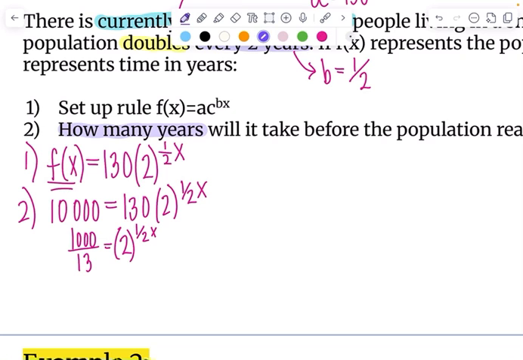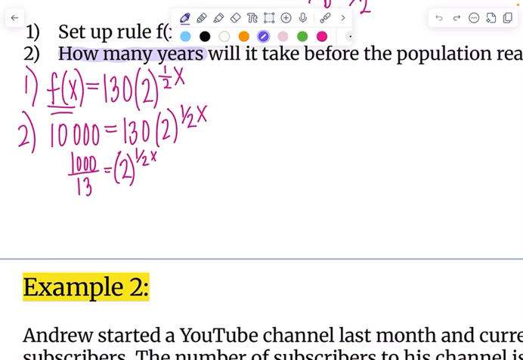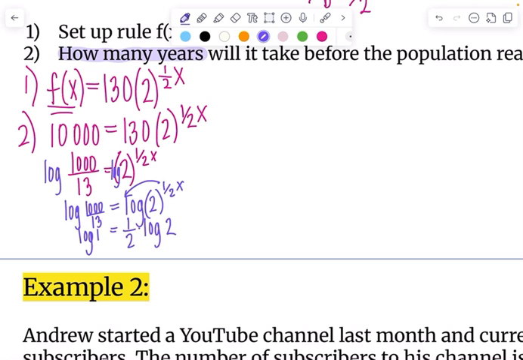Now, as you remember, if you want to take an exponent down, an x value down to solve for it, you can take the log of both sides. So log of this side, log of that side. So you get log of 1,000 over 13 equals log of 2 to the 1/2 x. Technically, now I can write the 1/2 x in the front and bring it down. I'm going to rewrite over here.